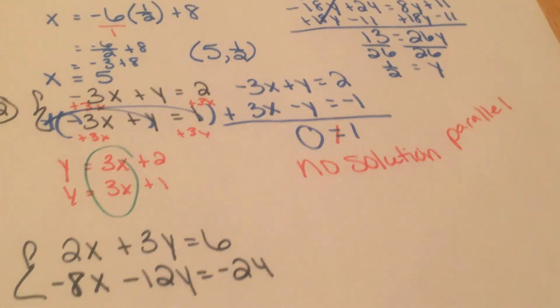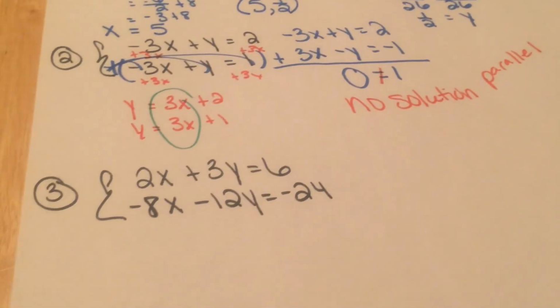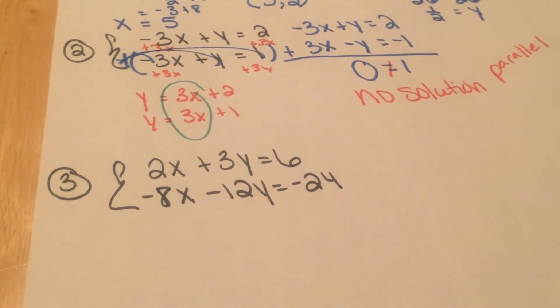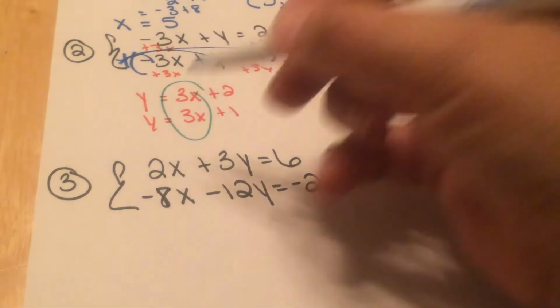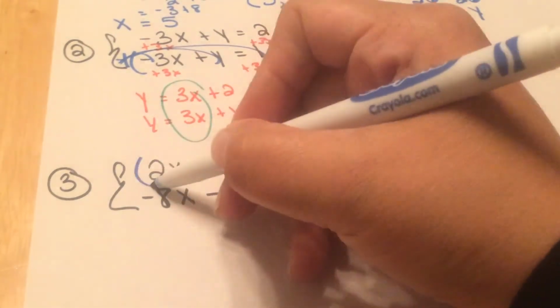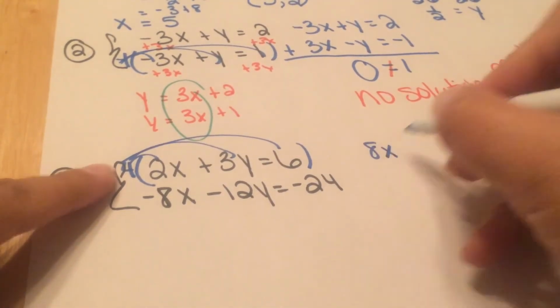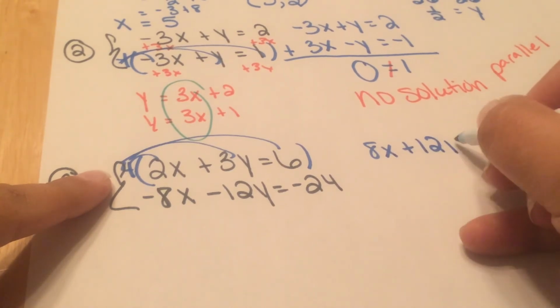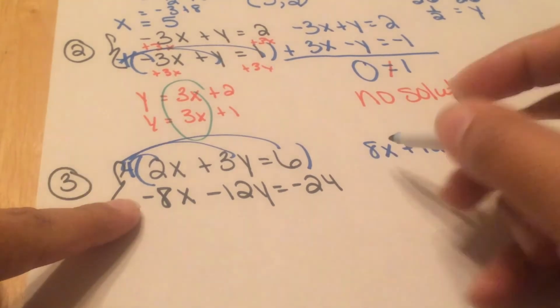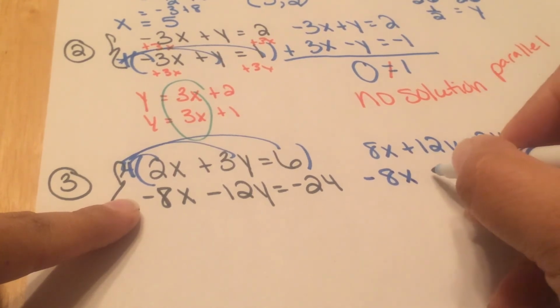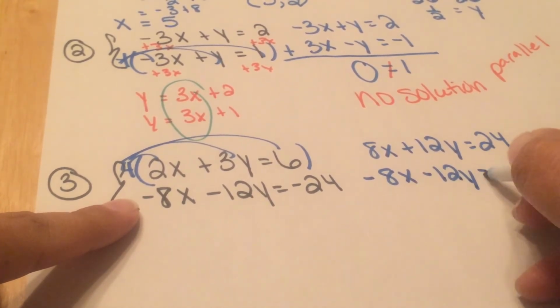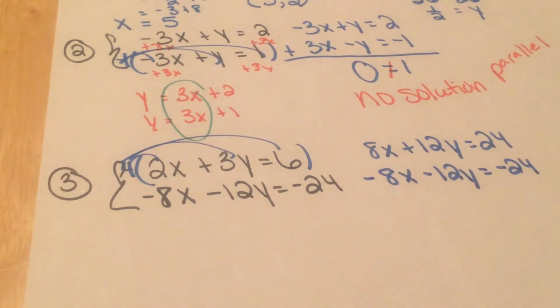So let's look at our very last example. So same kind of thing. It's already written for us in standard form. It doesn't matter which I manipulate, my x's or my y's, because I have a positive and a negative in each. So I'm going to go ahead and just try and get rid of my x's. To do that, I need to multiply everything by 4. So I'm going to end up with 8x plus 12y equals 24. And since nothing happened over here, I have negative 8x minus 12y equal to negative 24.